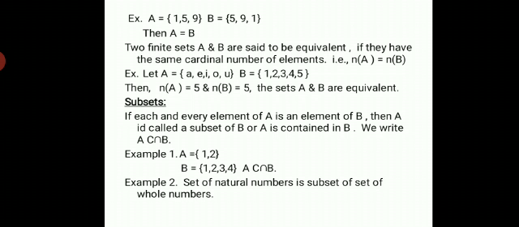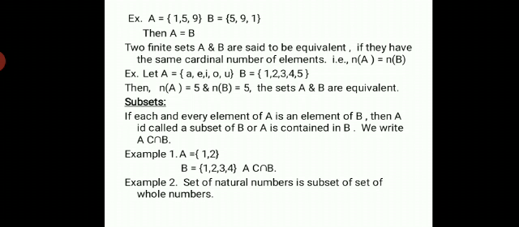Next one, subsets. If each and every element of A is an element of B, then A is called a subset of B, or A is contained in B. We write it as A ⊆ B. Here, students, you just ignore the term in between A and B, that is the bar under the C, just make it broad. Ignore that sign also before B. Okay.